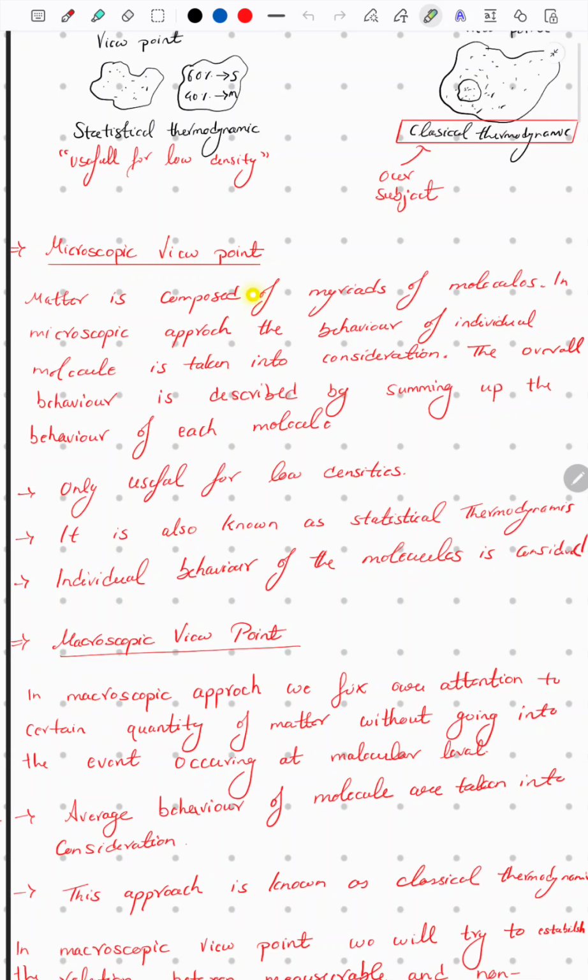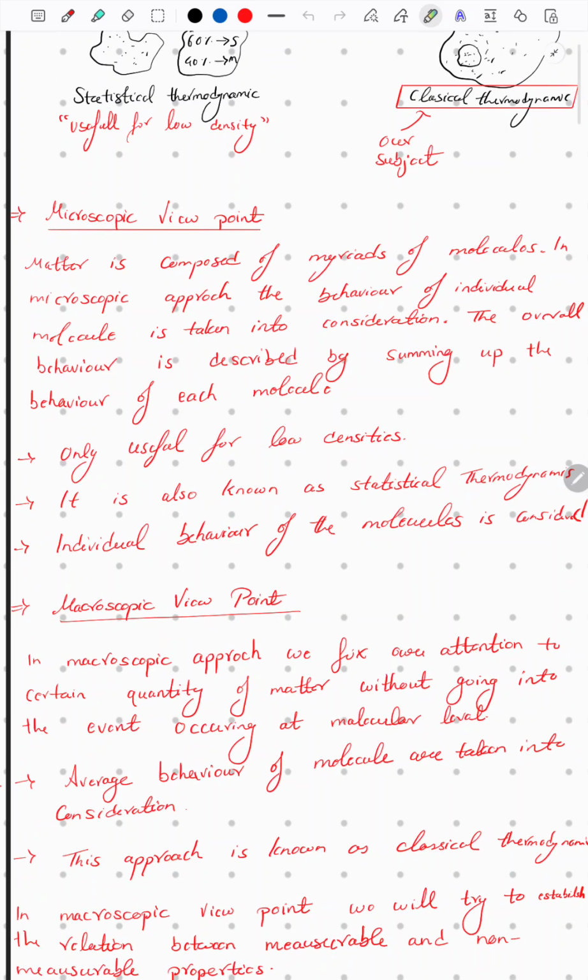In the microscopic viewpoint, matter is composed of myriads, meaning millions, of molecules. In the microscopic approach, the behavior of each individual molecule is taken into consideration. The overall behavior is described by summing up the behavior of each molecule, and then we average the sum derived from all the molecules.